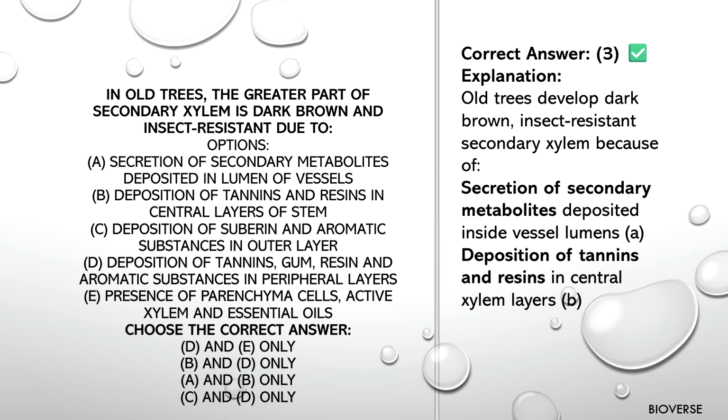Choose the correct answer. 1. D and D only, 2. B and D only, 3. A and B only, 4. C and D only. Correct answer is 3. Explanation. Old trees develop dark brown insect-resistant secondary xylem because of secretion of secondary metabolites deposited inside vessel lumen, A. Deposition of tannins and resins in central xylem layers, B.